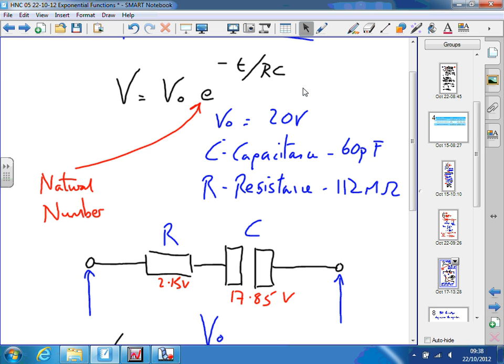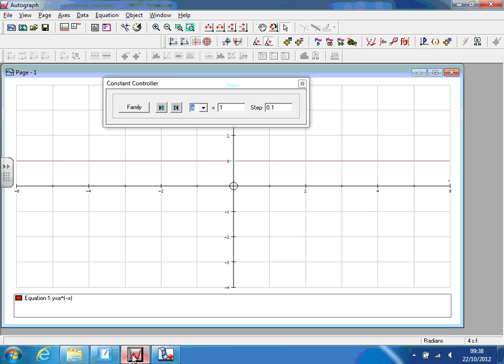This number e. If we were to plot the function y equals a to the power minus x, which I've done in Autograph here, a is a constant that we can change. At the moment, a is 1. So 1 to the power 2 is 1, 1 to the power 3 is 1. It doesn't matter what the power is in this case, we're going to get a straight line through 1.